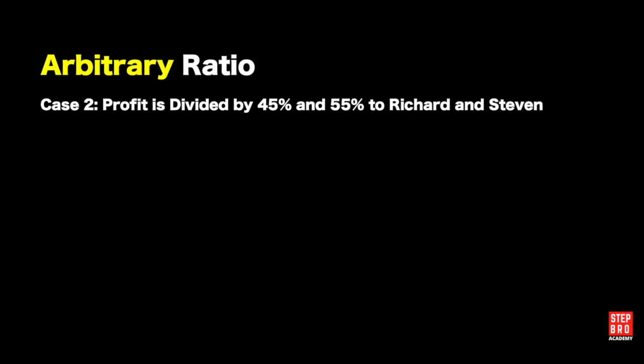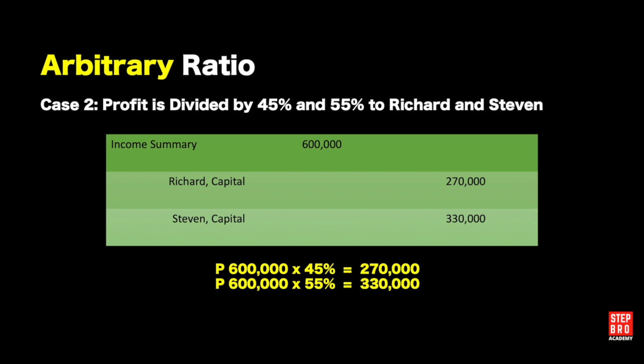On the arbitrary ratio, the profit is divided by 45% and 55%. 45% to Richard and 55% to Steven. Now, you debit income summary 600,000. 600,000 times 45% is 270,000. That's Richard's capital. And 600,000 times 55% is 330,000. That's Steven's capital.